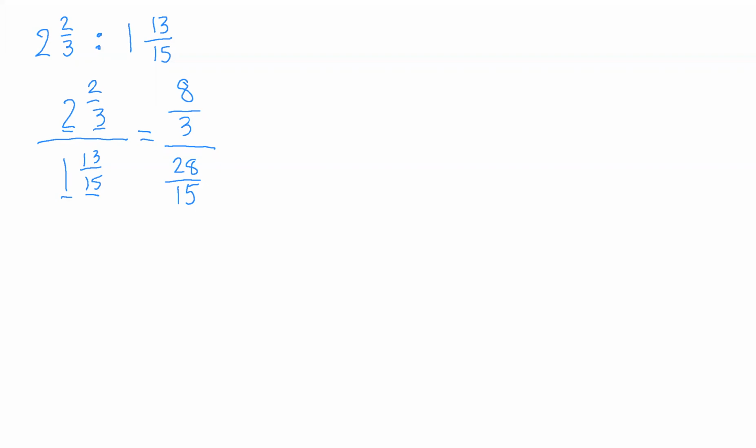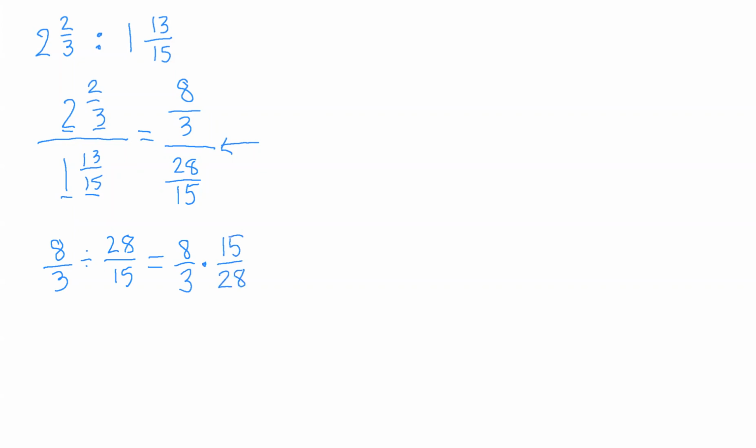Now, this fraction bar right here, it just means divide. So really what we're doing is we're actually just dividing two fractions. So I'm going to come down here and take 8/3 and divide it by 28/15. And hopefully you remember that trick to division. What do we always do when we divide fractions? Well, we actually multiply the first fraction by the reciprocal of the second fraction. So this is really 8/3 times, remember reciprocal, you just flip your fraction over. So we're going to multiply by 15/28.